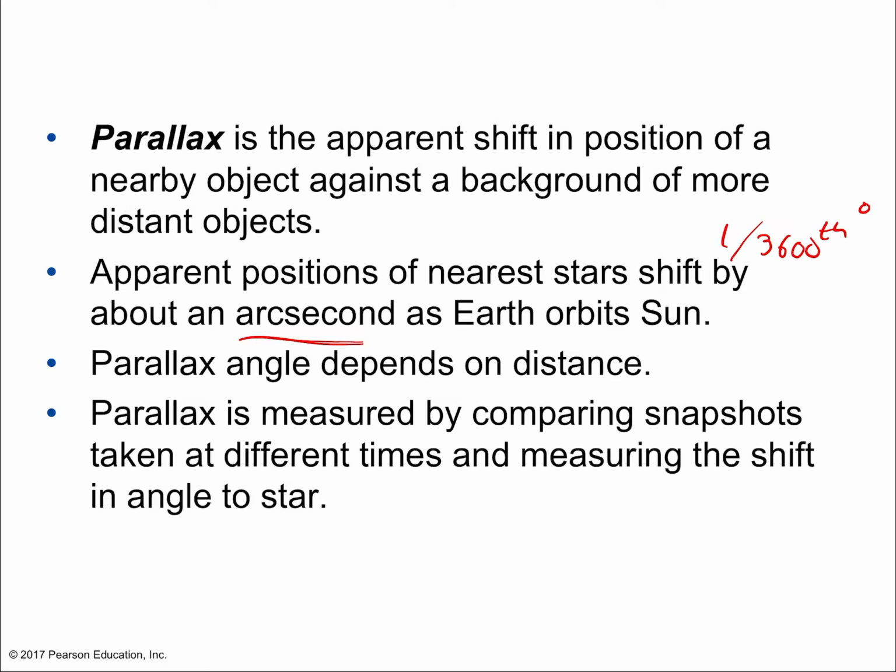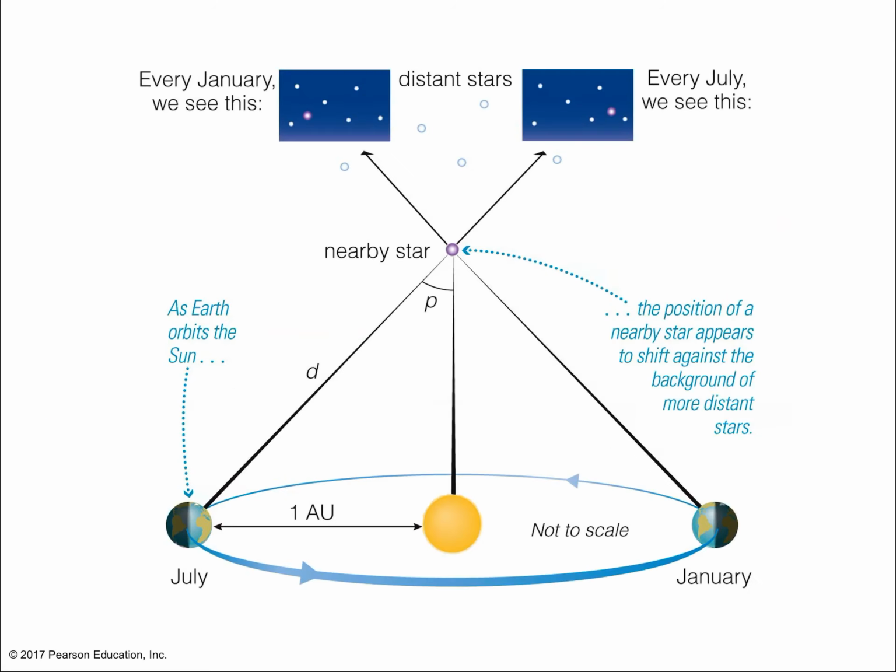So the parallax angle depends on distance. Parallax is measured by comparing snapshots taken at different times and measuring the shift in the angle. You can't do it with naked eye observations. It requires actual higher quality telescopes and ideally more sophisticated measuring devices. This is the idea: you would do it in July and you would do it in January, and then that angle divided by 2 is the parallax angle.